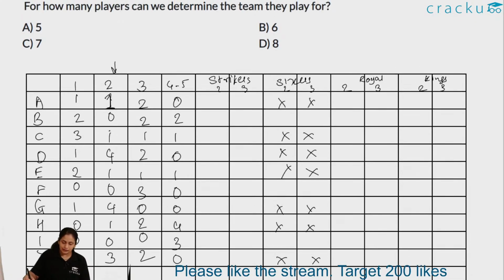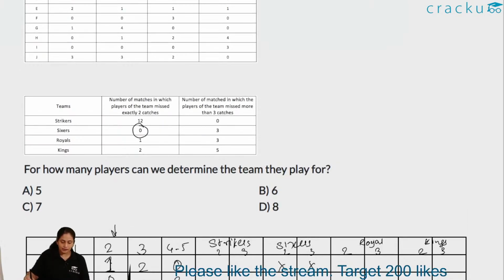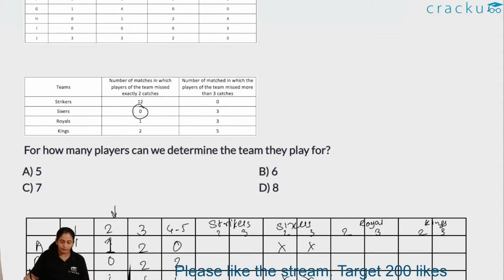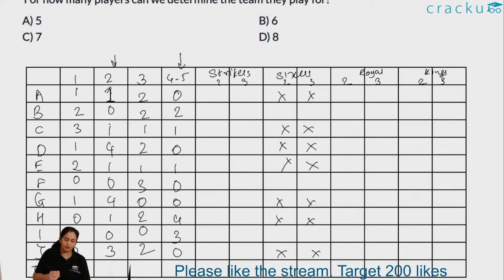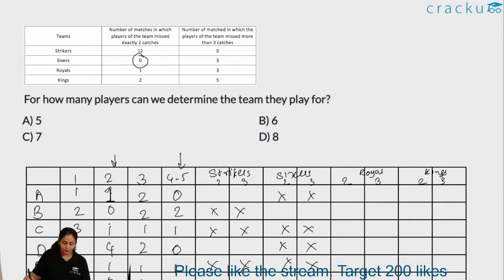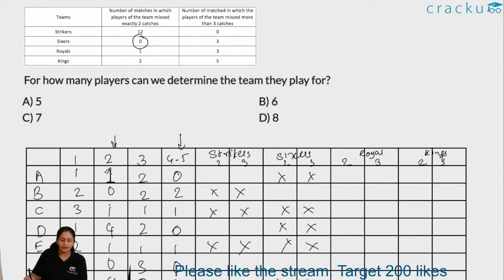Now let us consider Strikers. Strikers have 0 for the number of matches in which they miss more than 3 catches. So anybody who has a non-zero value over here, you can mark off when it comes to Strikers. So this would be marked off, marked off, marked off, marked off, and marked off. So these are the people you can definitely mark off when it comes to Strikers as such. Now let's take a look at the other value, which is at the other end, the extreme end.